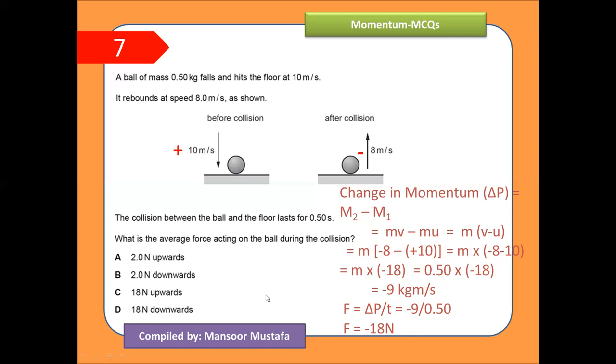Then how will we decide which one is the correct option? Now that will depend on the sign of your answer. How will it depend? If you are getting the answer as negative, it means the direction of this force is the direction you have considered negative. It means in this case you have considered negative as the upward direction and you are also getting the answer as negative. So the direction of this force will be upward. So the correct option is option C, 18 Newton upwards.